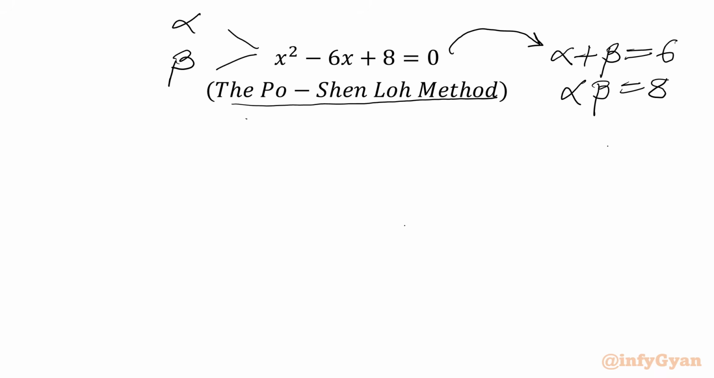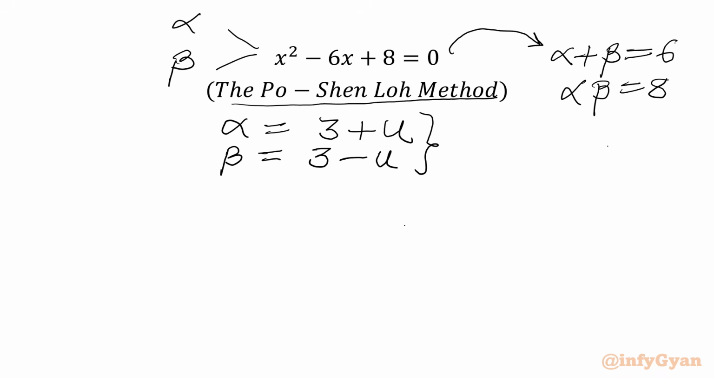Now we have to consider alpha as 6 over 2, it is 3. Then we will write plus u, another variable. And beta as 6 over 2, it is 3. And then we will subtract u. It is symmetrical. Once we add these two roots, plus u minus u will get cancelled, we will get sum of roots equal to 6.